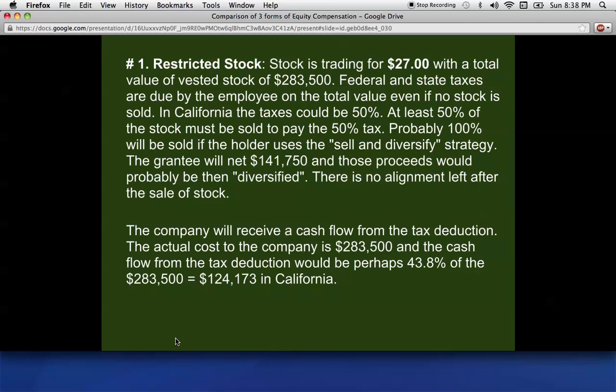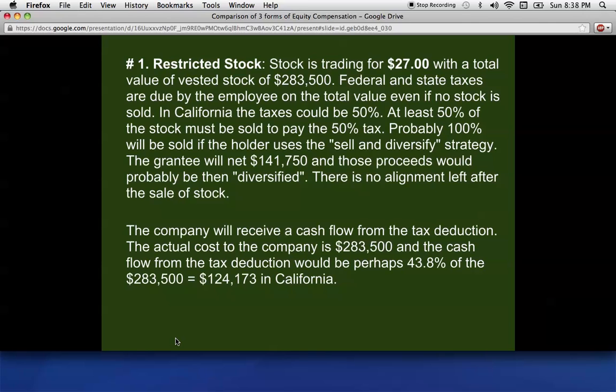And so the federal and state taxes are due by the employee on the total value, even if no stock is sold. In California, the taxes could be as high as 50%. At least 50% of the stock, in all probability, must be sold to pay for the 50% tax. And probably 100% will be sold if the holder uses the sell and diversify strategy as valuable.